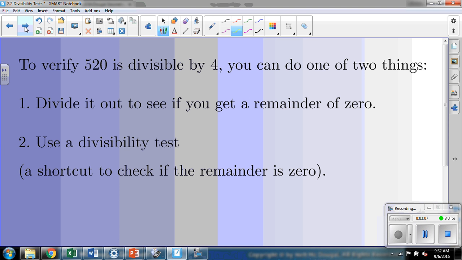Now we have two different options. If you want to determine divisibility, you could do long division. You could actually go through and take 520 divided by 4, work the entire thing out, and then see, did you get a remainder, yes or no? That will get you the correct answer. It is more work than we want to do. Or we could use a divisibility test. A divisibility test is a shortcut. It's a way of figuring out if that remainder is 0 faster than the long division.